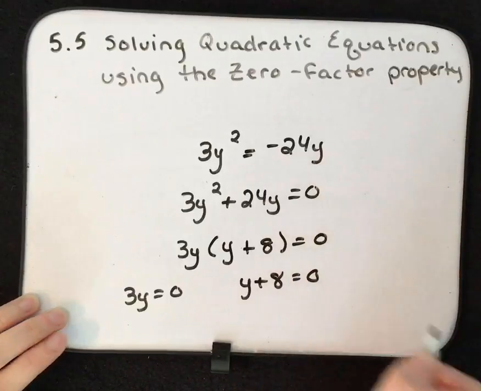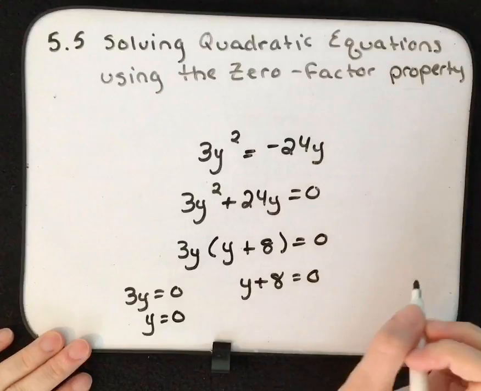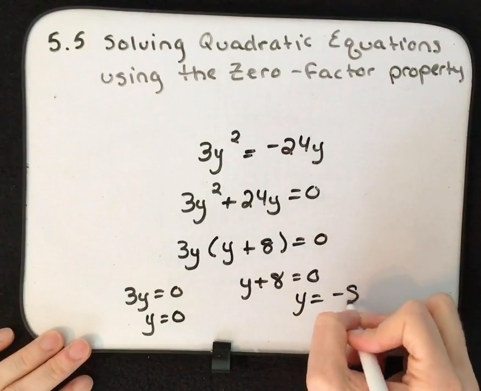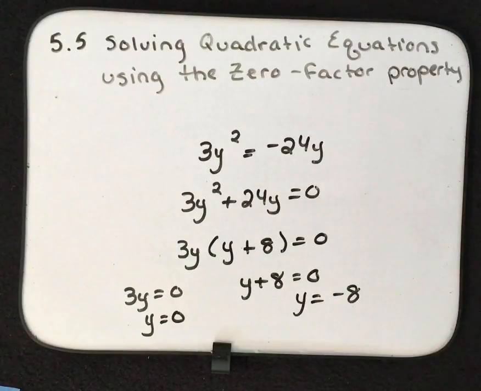So we can set each of those equal to 0. If we divide both sides by 3 over here, we get y equals 0. And if we subtract our 8 from both sides here, we get y equals negative 8. So those are our two solutions. Let's try again.